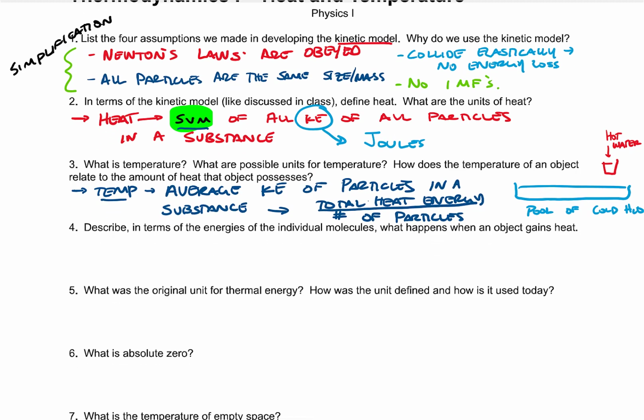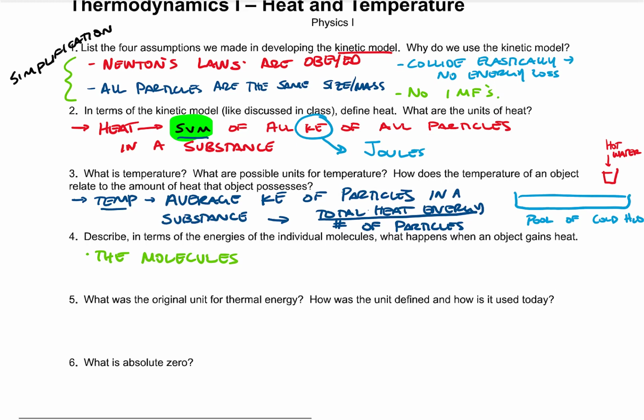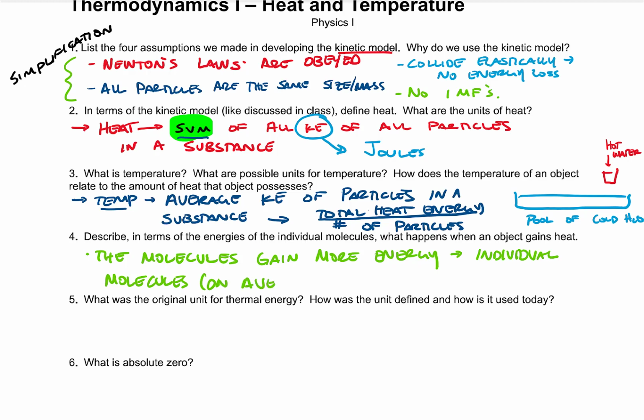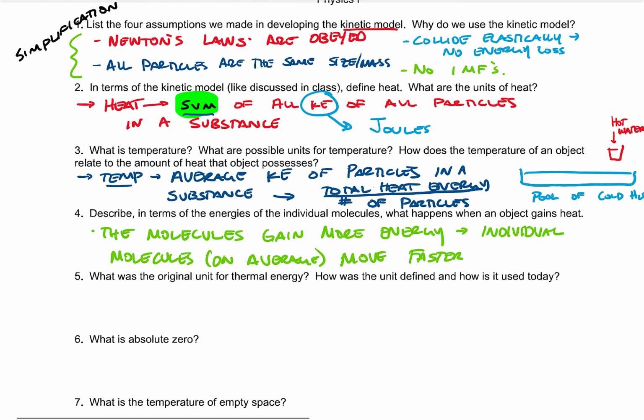Describe in terms of the energies of individual molecules what happens when an object gains heat. The molecules gain more energy, and because it's kinetic energy, it means that the individual molecules on average move faster than they did before. Adding heat to a substance makes those molecules jiggle around and bounce around with greater speed. That's having more energy.